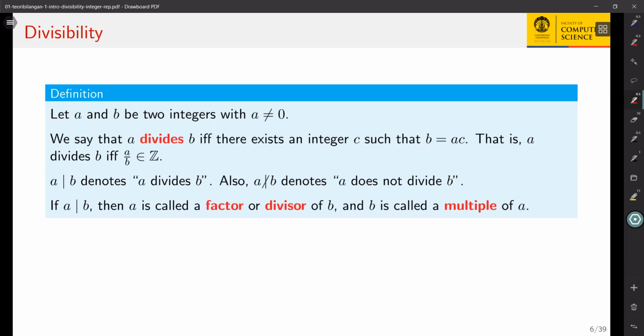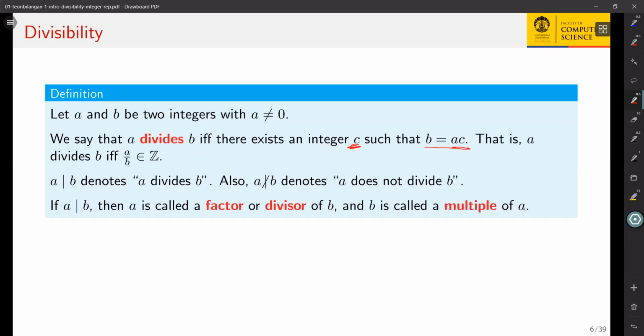So it's the divisibility relation, meaning that we say A divides B if and only if B is a multiple of A, right? Or in other words, there exists an integer C such that B is equal to A times C. So there is an integer C such that if you multiply this C with A, you get B, right? If that holds, then you will say that A divides B.